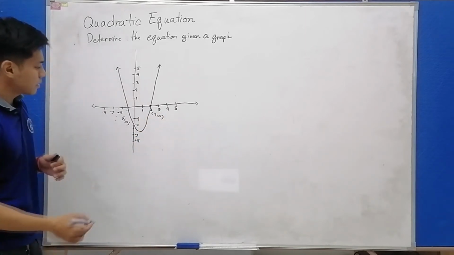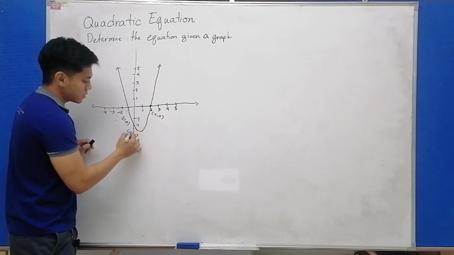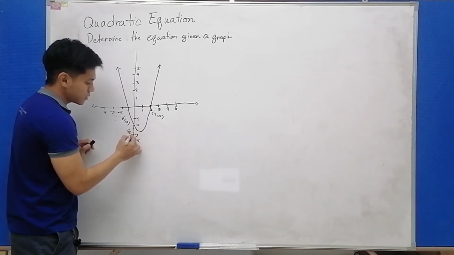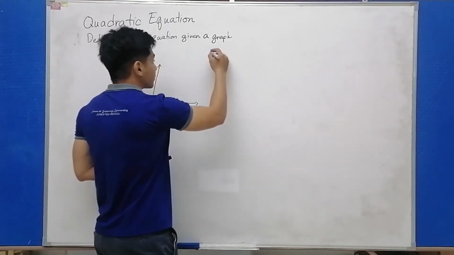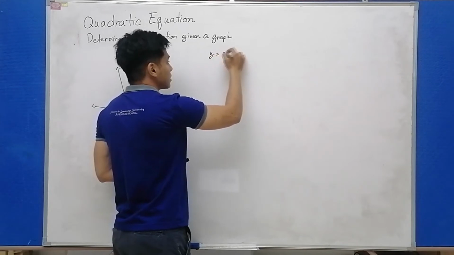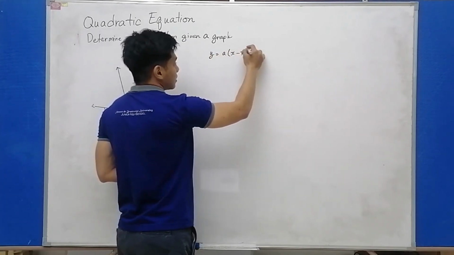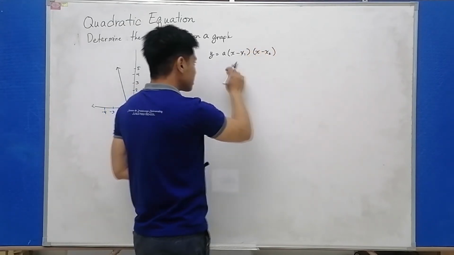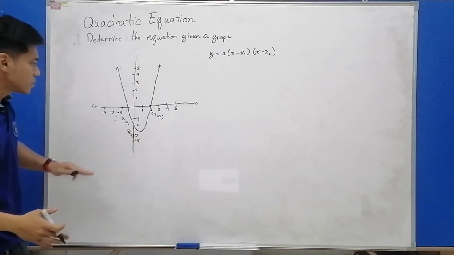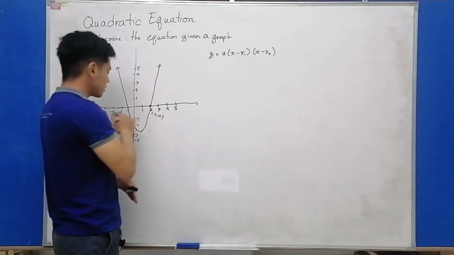So what else can we identify? We can even identify the y-intercept, which is (0, -2). Using all of these, we can use the equation y is equal to a times (x minus x sub 1) times (x minus x sub 2). So what is x sub 1 and x sub 2? x sub 1 and x sub 2 will be root 1 and root 2. So what is root 1 and root 2?